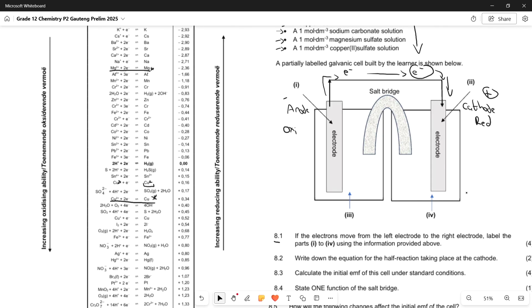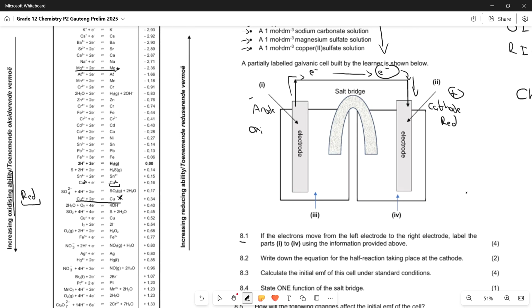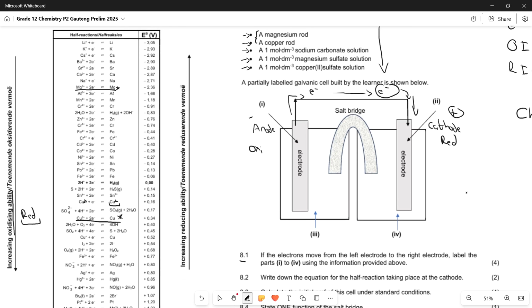And then what we have on the side over here is that as we go down, we increase oxidizing ability. Oxidizing ability is backwards, which means it is the thing that is more likely to reduce. Okay, which means that if we only have the 2 options of magnesium and copper, the thing that is lower down with a more positive electrovoltage over here is the thing that undergoes reduction.